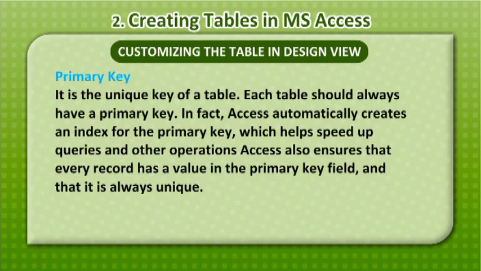Primary key. It is the unique key of a table. Each table should always have a primary key. In fact, Access automatically creates an index for the primary key, which helps speed up queries and other operations. Access also ensures that every record has a value in the primary key field and that it is always unique.